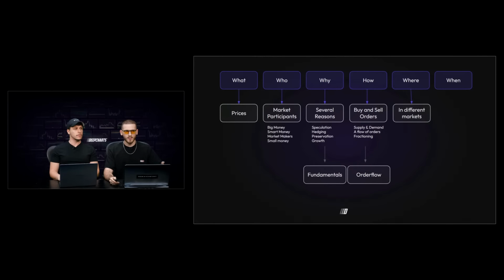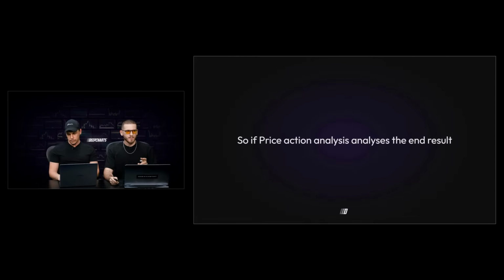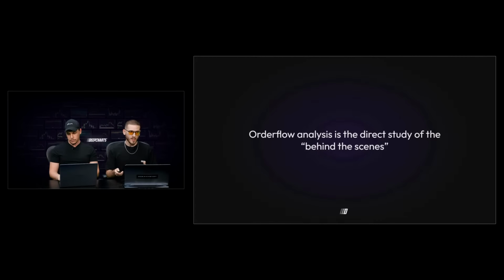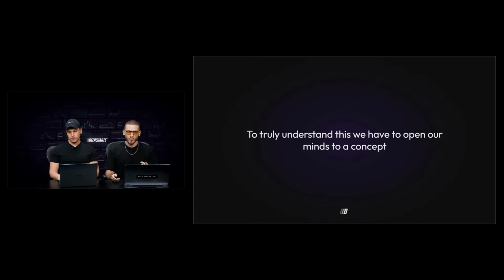Then, of course, you have the where, so in many different markets, bonds, commodities, stocks, and that's intra-market analysis. And then there's the when, so at different times of the day, of the year, of the cycle, and that's time or cycle analysis. But for what we want to focus on here tonight, understand that this is the framework: if price action analysis analyzes the end result, order flow analysis focuses on the root cause instead. Order flow analysis is the direct study of the behind the scenes, of the orders that affect price movements.